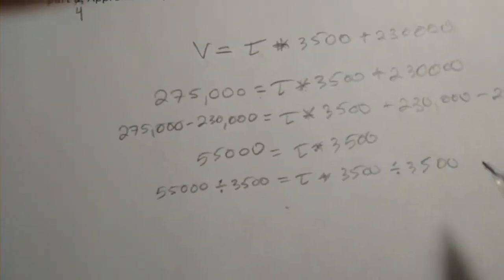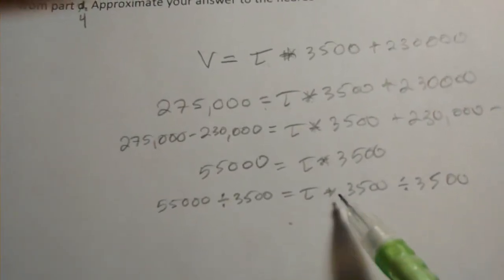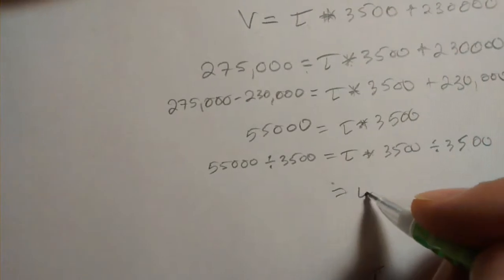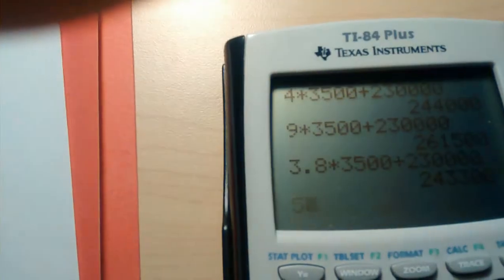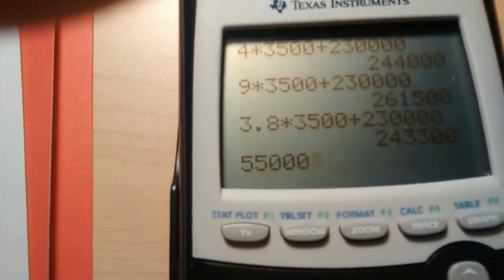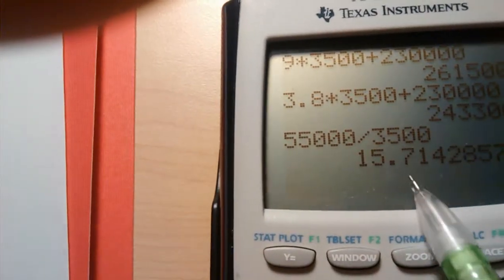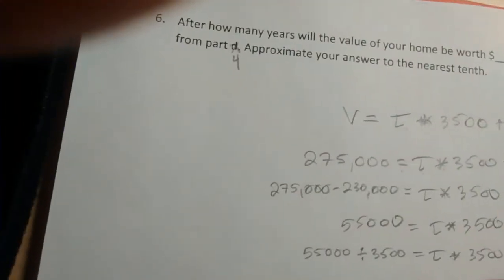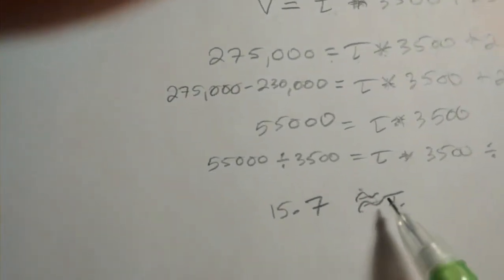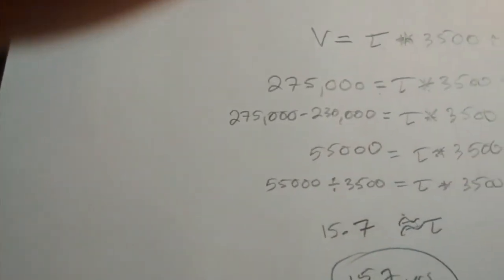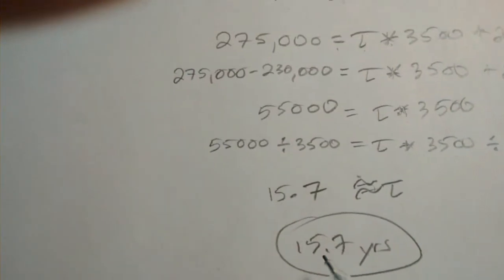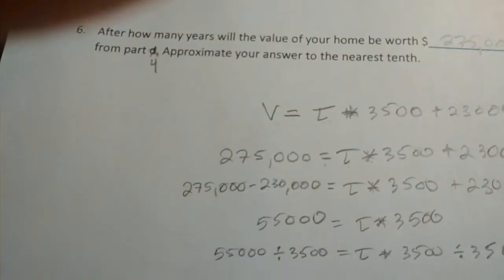Alright, so that's what I have. This division of that amount undoes the multiplication of that same amount, and I get my T equals whatever that is. Let's go over here. 55,000 divided by 3,500, we'll call it 15.7. And I'm going to use squigglies, meaning the squiggly equals means approximately since we rounded. So 15.7 years is our answer there. That's how long we would have lived there if the value of our home was $275,000.